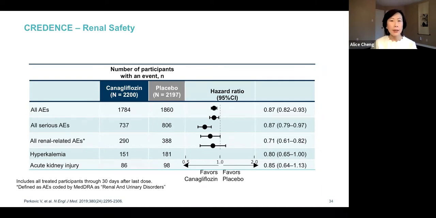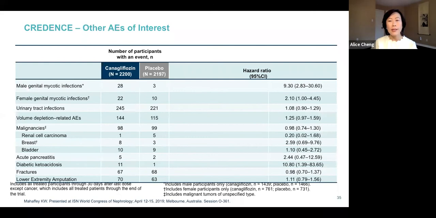Is this a good idea, to be making kidneys pee out sugar? Maybe that's bad for the kidneys. And I think we now firmly understand it's not just not bad for the kidneys, it's actually good for the kidneys. And when we look at renal safety, no issues for renal safety. And when we look at other adverse events of interest, such as acute pancreatitis, DKA, and fractures, you'll notice that there really was no signal of concern.